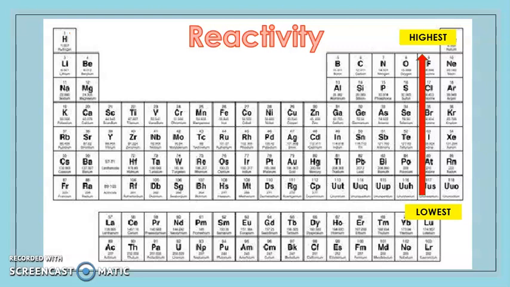So just one more time, if we took a look at that, we want to be a little bit careful with this trend, because again, it doesn't really flow through in a pattern. It's just these are the two extremes. The most extremely reactive elements on the periodic table are fluorine and francium.